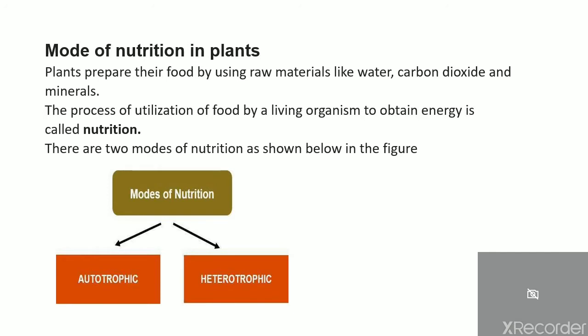Now, plants prepare their food by using the raw materials like water, carbon dioxide, and minerals. And the process of utilization of food by a living organism to obtain energy is called nutrition. In simple terms, we can define it like this also. Now, below you can see there is a figure showing the two different modes of nutrition found in plants. What are the two different modes of nutrition found in plants? The first one is the autotrophic nutrition, and the second one is the heterotrophic mode of nutrition. So this we are going to study one by one.